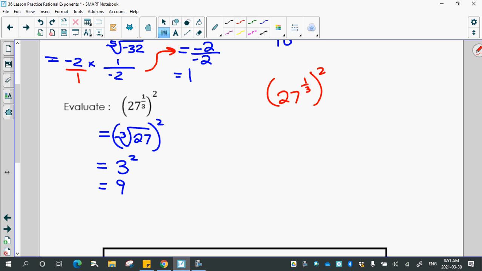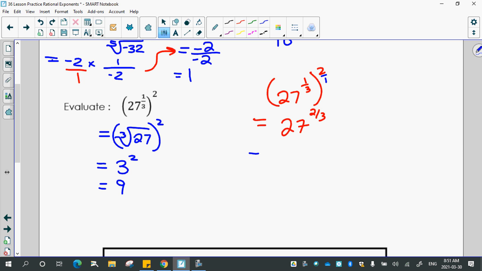What can we do when we have a power to an exponent? Multiply. So if I multiply the exponents, I get 27 to the 2/3. Does everyone see that? Okay. So 27 to the 2/3 must be 9. How does that work?